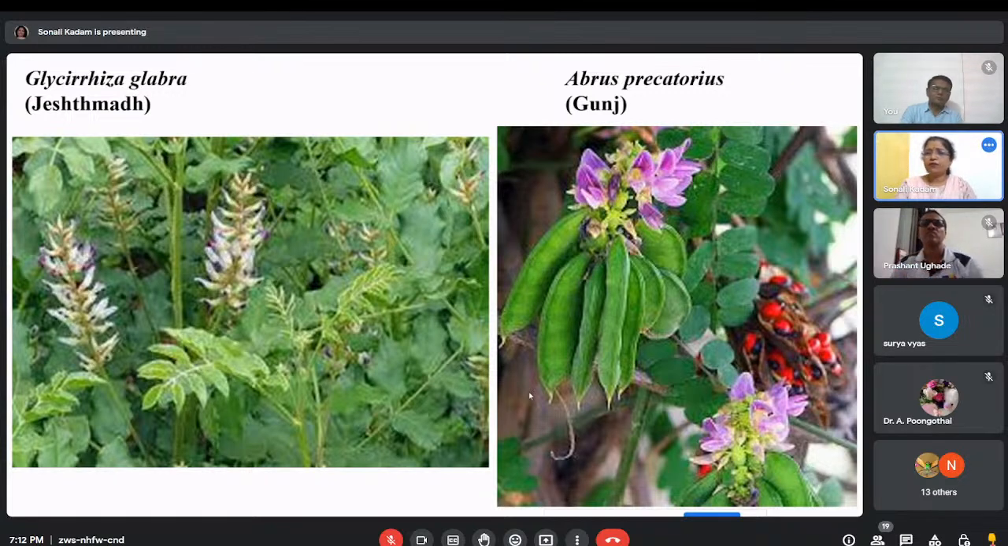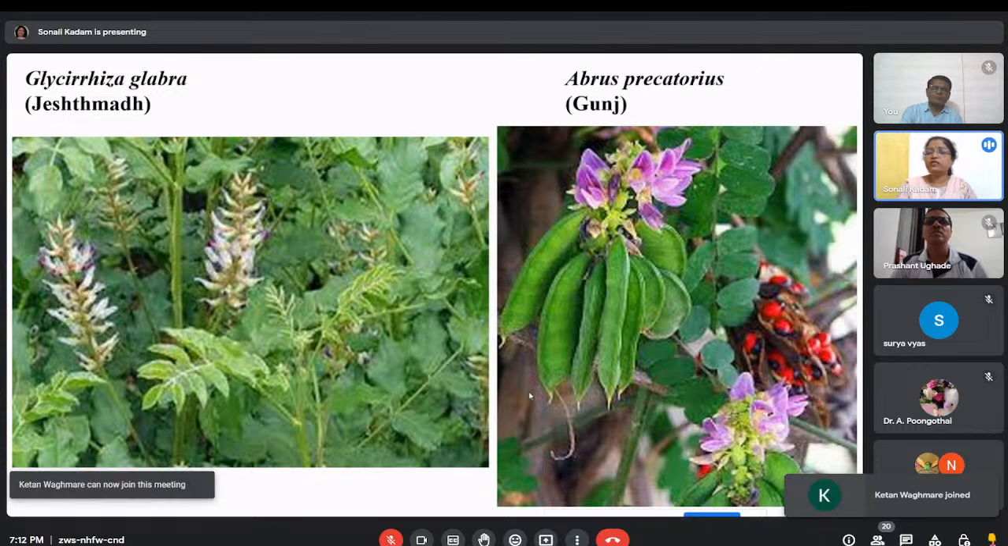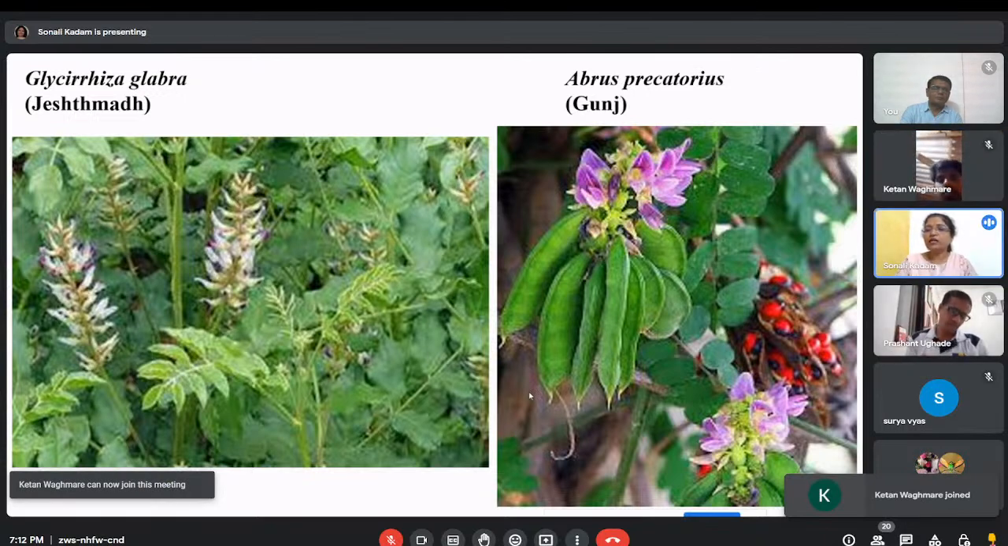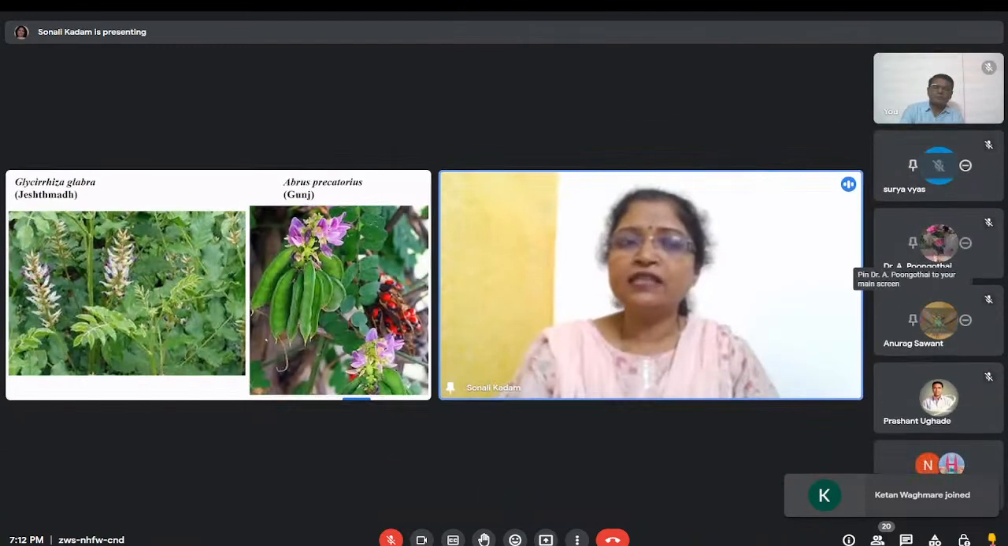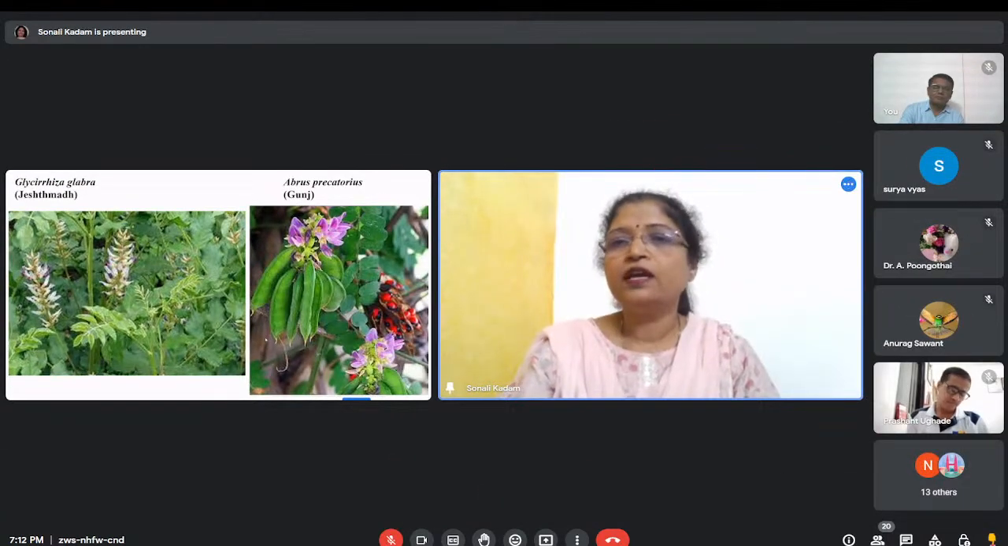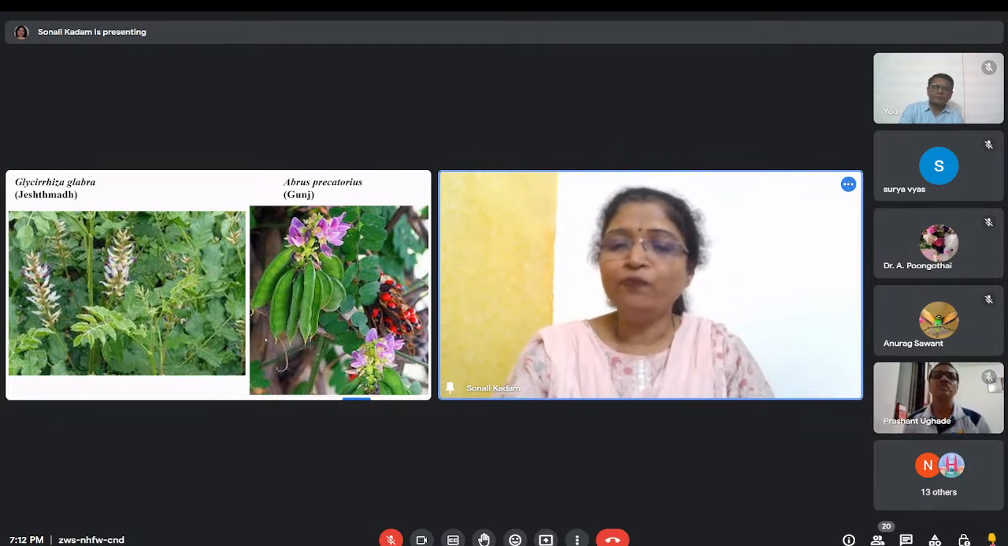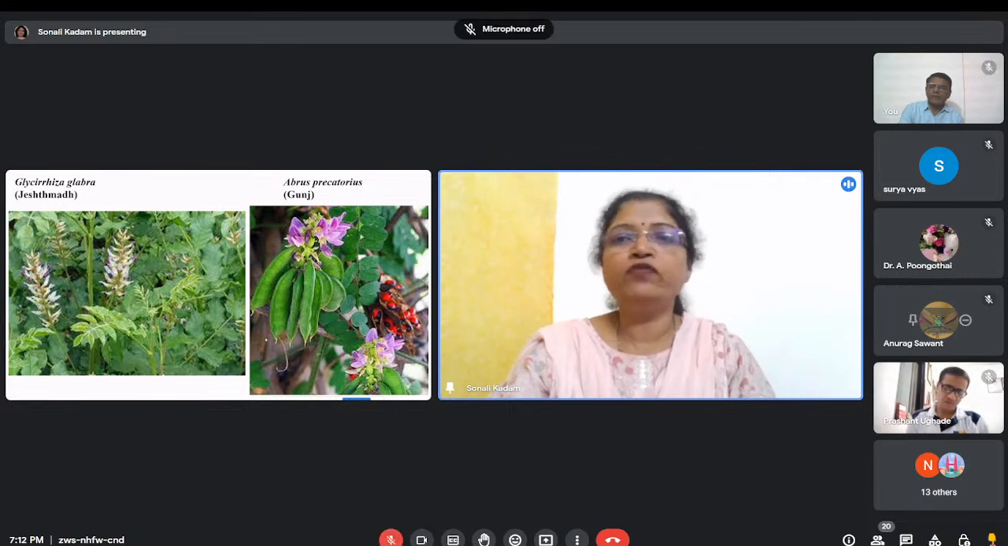But there is a market for the rhizome of Glycyrrhiza glabra, and Abrus precatorius has similar properties and a similar odor. So along with Glycyrrhiza glabra powder, the powder of Abrus precatorius is also sold. It is an adulterant, or a mixture of both is there in the market.